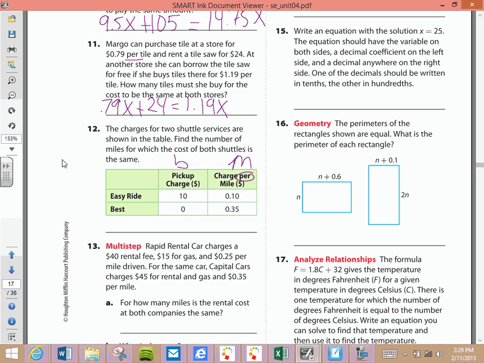So it'll be 0.10x plus 10, right, for Easy Ride, and then 0.35x for Best. So let's put them together and solve it. So it would be 0.10x plus 10 equals 0.35x. And now they don't want just the equation, they want you to solve it. So go ahead and do that. I'll give you about a minute or two.